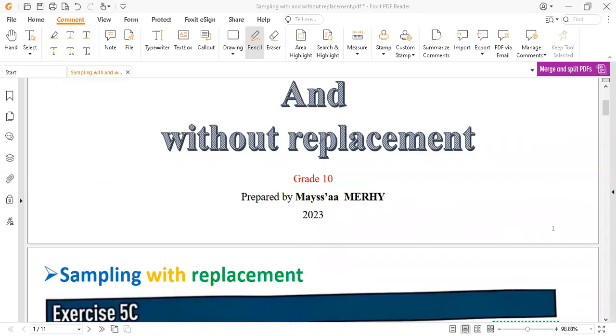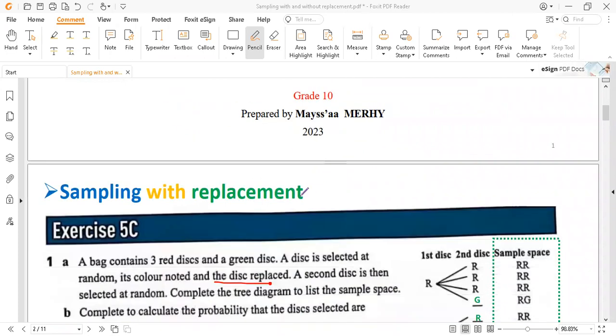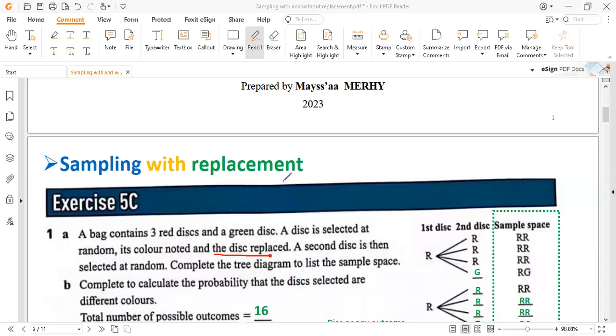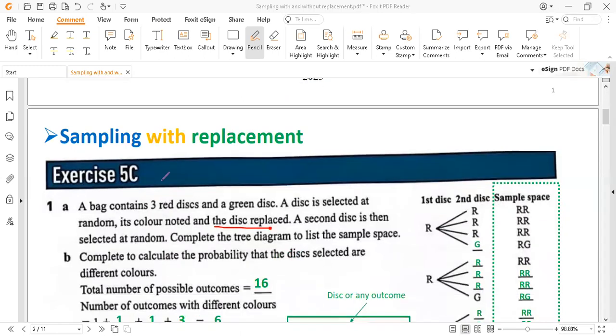In the first stage, if an outcome occurred with replacement, we replace it, so the outcomes are the same in the second stage. But without replacement, normally the outcome that occurred in the first stage shouldn't be replaced, so there are fewer outcomes in the second stage. We will show this main difference with some numerical exercises.